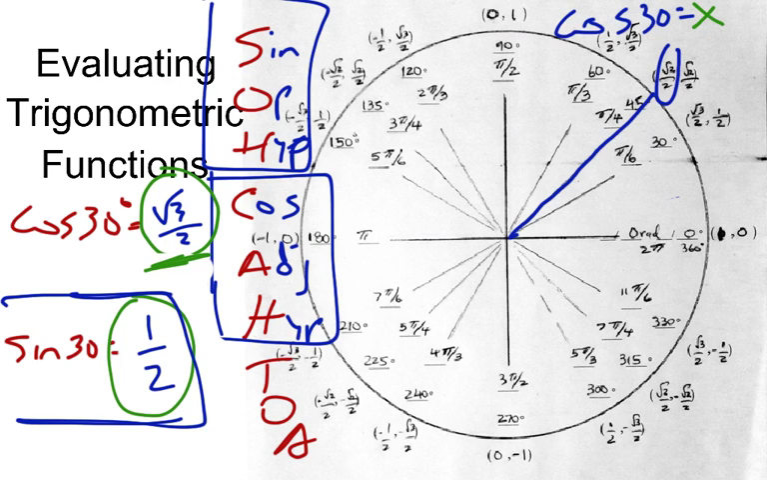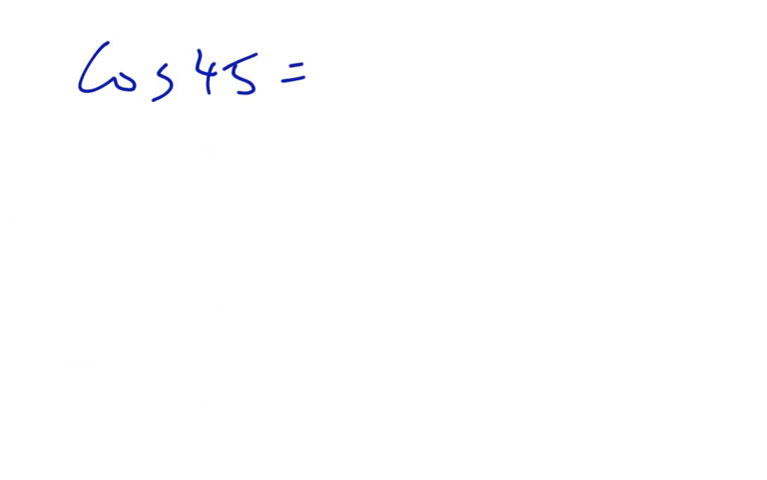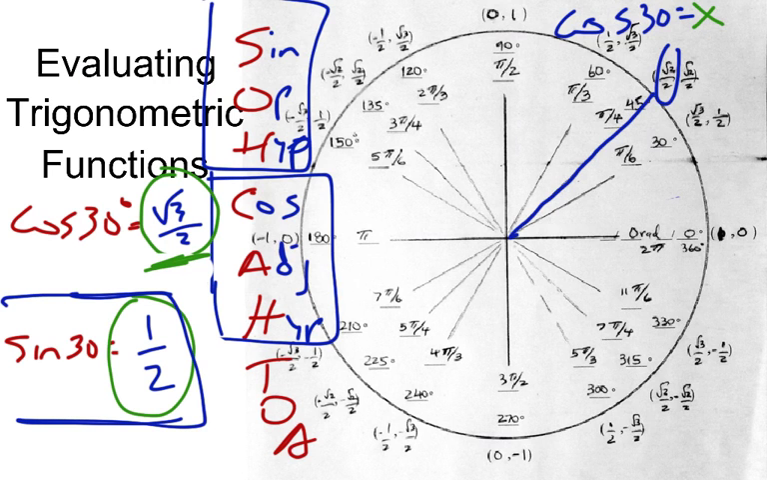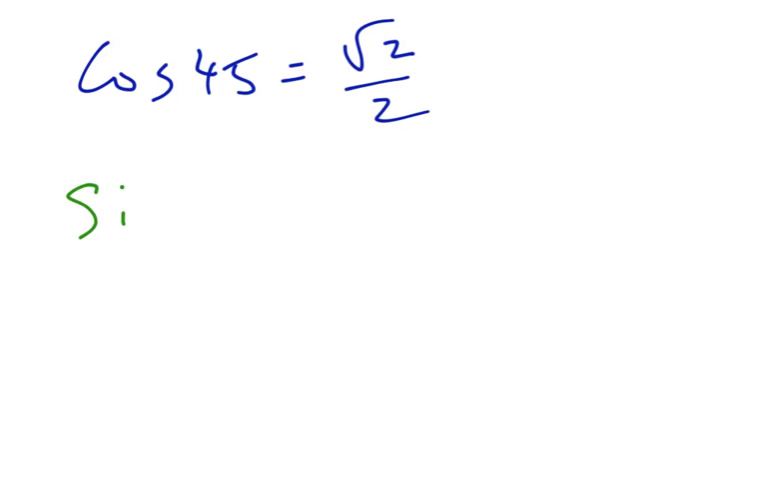Okay, let's go to the next page. Cosine of 45 is square root 2 over 2. I want to do sine. So for sine, you look at your y value. So sine of this angle, 45, has to be equal to square root 2 over 2.